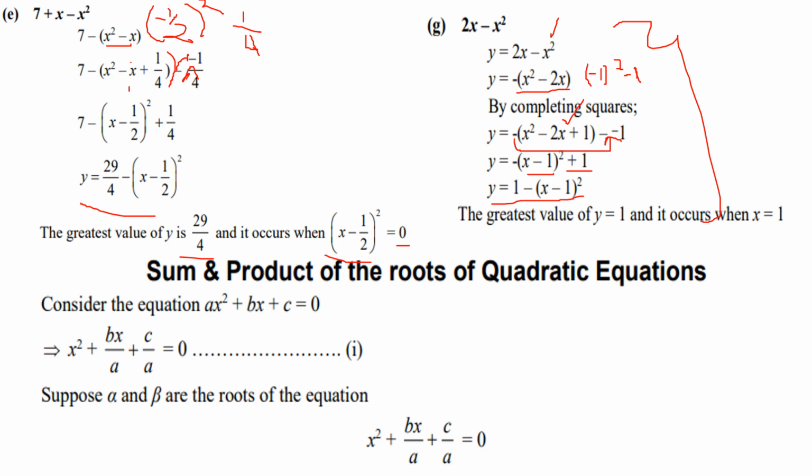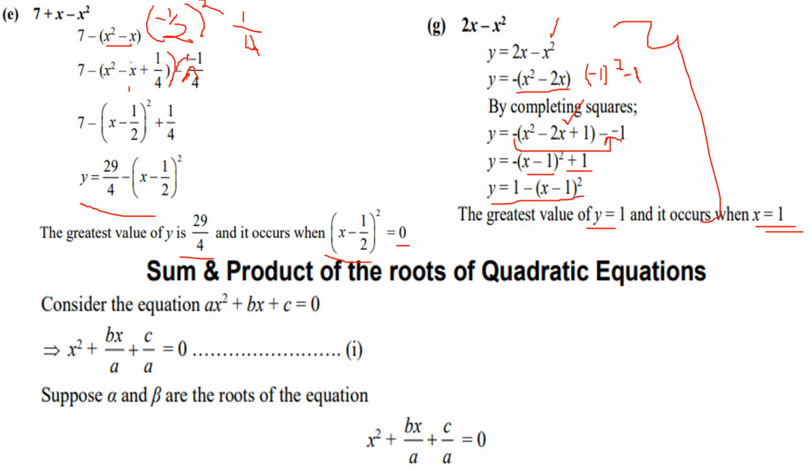So your greatest value of y is going to be 1, and it occurs when the bracket square is equal to 0. So if they ask you the point at which the x value is, for the greatest value, we have said that the square bracket is always equal to 0. So you make x the subject. Making x the subject, you always find that x will be equal to 1 for this case. The value of x will always vary.